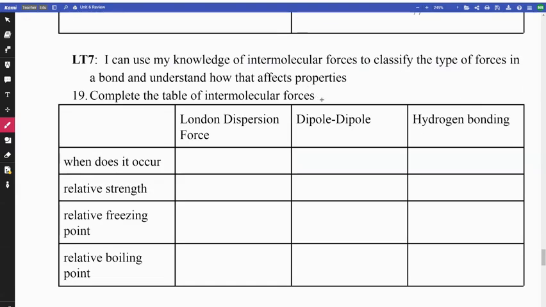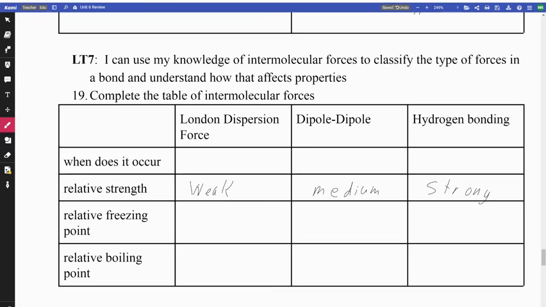Okay, so for intermolecular forces, we're going to talk about all the details of those. First off, we have three different types. We have London dispersion, we have dipole-dipole, and we have hydrogen bonding. London dispersion is the weakest. Dipole-dipole is in between. And hydrogen bonding is the strongest.